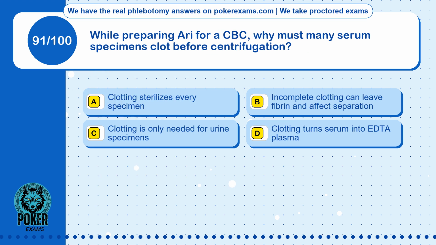Question 91. While preparing for a CBC, why must many serum specimens clot before centrifugation? Option A, clotting sterilizes every specimen. Option B, incomplete clotting can leave fibrin and affect separation. Option C, clotting is only needed for urine specimens. Option D, clotting turns serum into EDTA plasma.